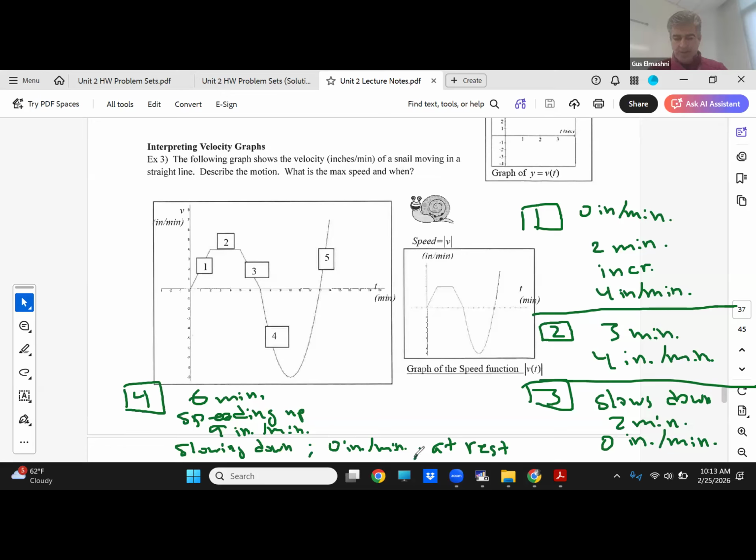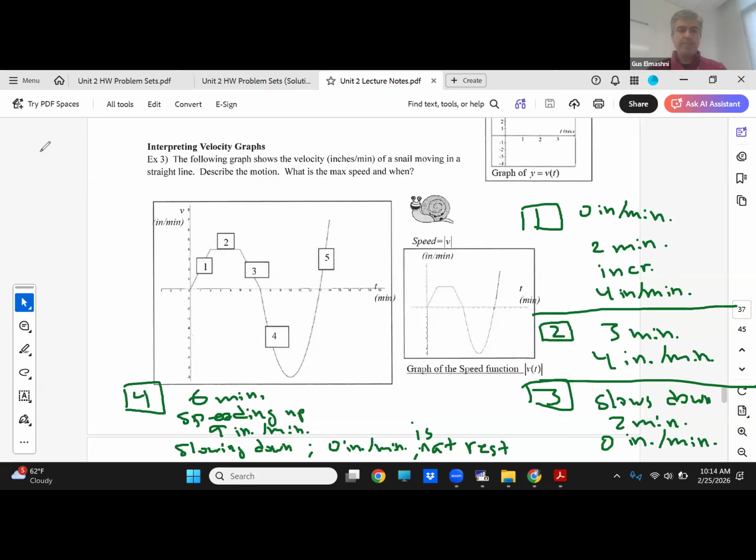So a total of 6 things we have to fill out there. So it now travels in the opposite direction for 6 minutes steadily, speeding up to a speed of 9 inches per minute, then slowing down to a speed of 0 inches per minute, and at time t equals 13, the snail, and I forgot my verb, is at rest. So just using proper grammar, is at rest. Okay, good there?